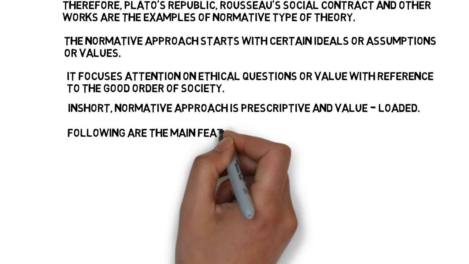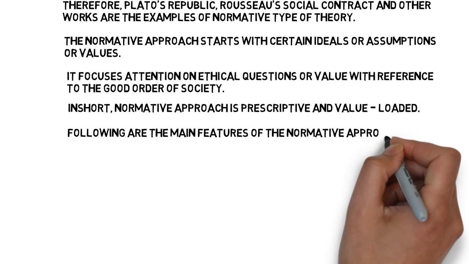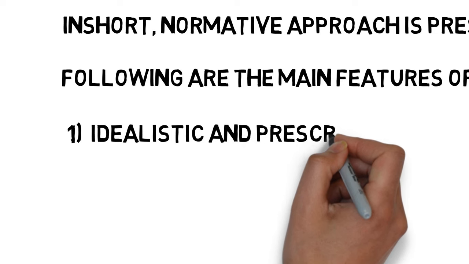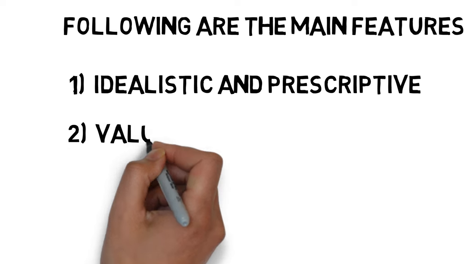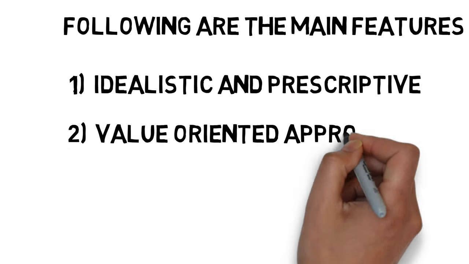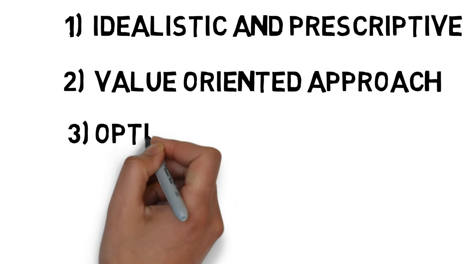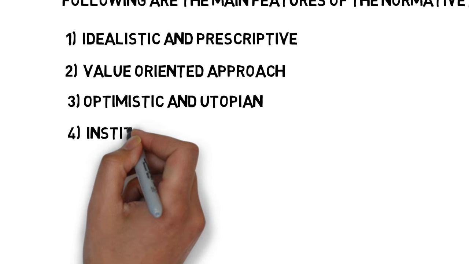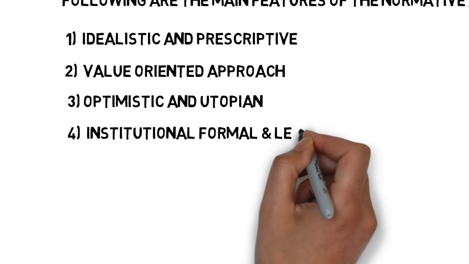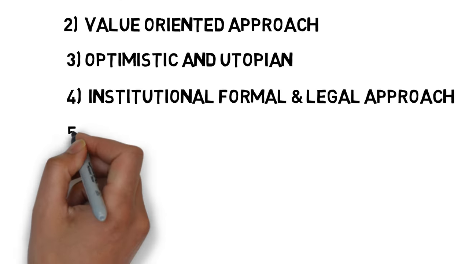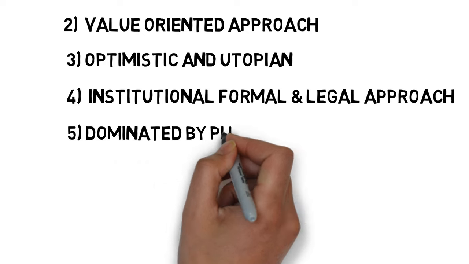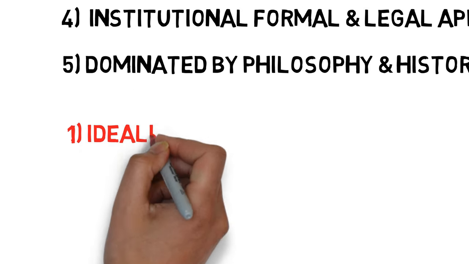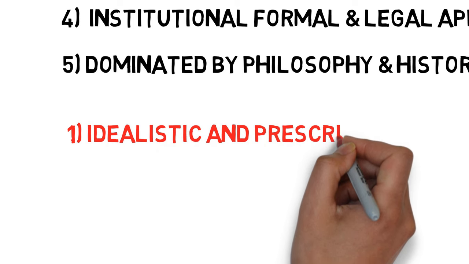Following are the main features of the normative approach. First, idealistic and prescriptive. Second, value-oriented approach. Third, optimistic and utopian. Fourth, institutional, formal, and legal approach. And last, dominated by philosophy and history. Now, let us discuss each feature in detail.